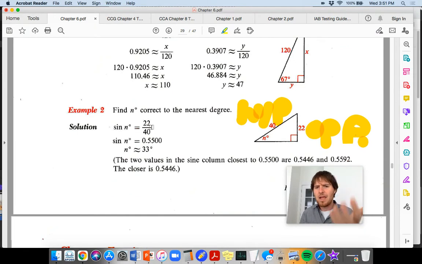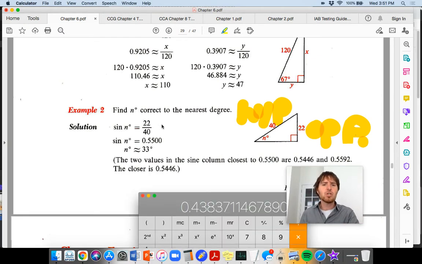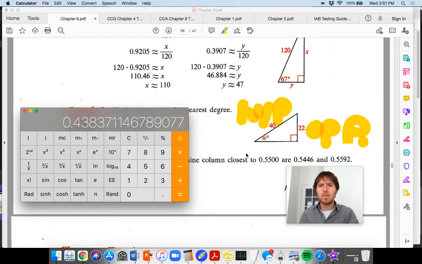So why not, if we have the 22 over 40, get the actual angle? That would spit out 0.555 for us. So anyways, 22 over 40. This is how you do a problem like this. We want to know the angle.